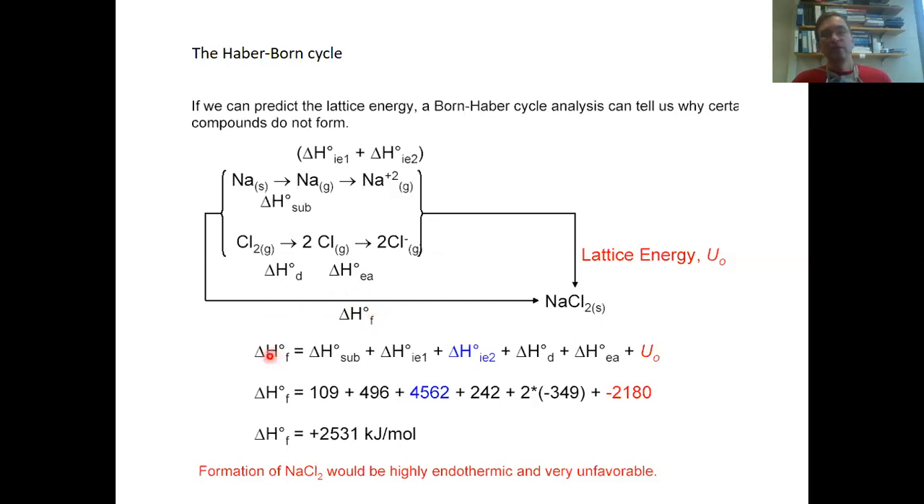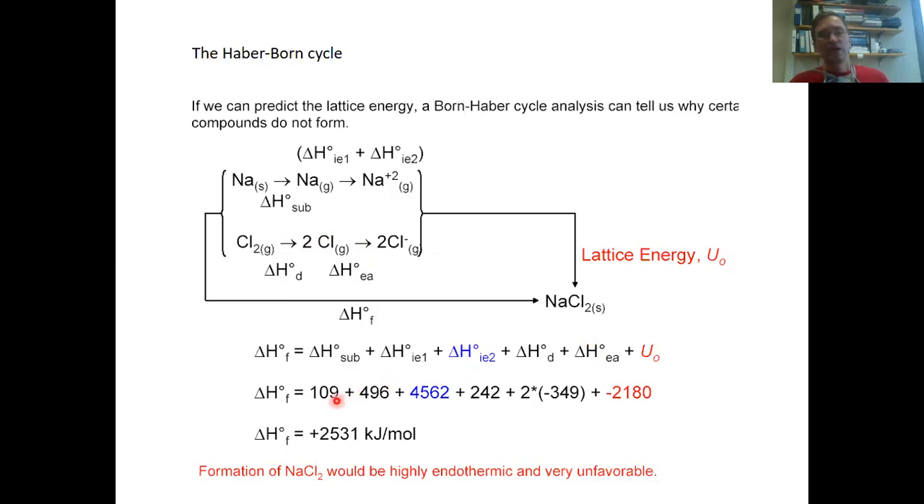Okay, so now again our equation would overall run like this. So the overall enthalpy of reaction would be the enthalpy of sublimation plus the ionization energy, the first ionization energy, and the second ionization energy. Okay, so to that we would have to add the dissociation energy for the chlorine molecule plus the electron affinity of the chlorine atoms.